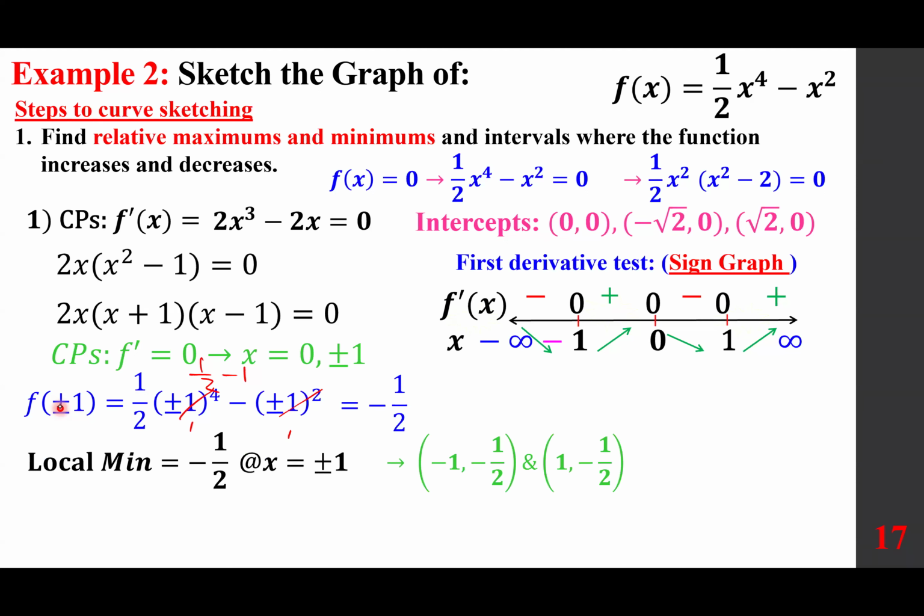That means the following two pairs, everybody. As I mentioned, 0, 0. Now, negative means decreasing, negative means decreasing. So it's decreasing from negative infinity to negative 1, union 0 to 1, and it's increasing otherwise, from negative 1 to 0, union 1 to infinity.